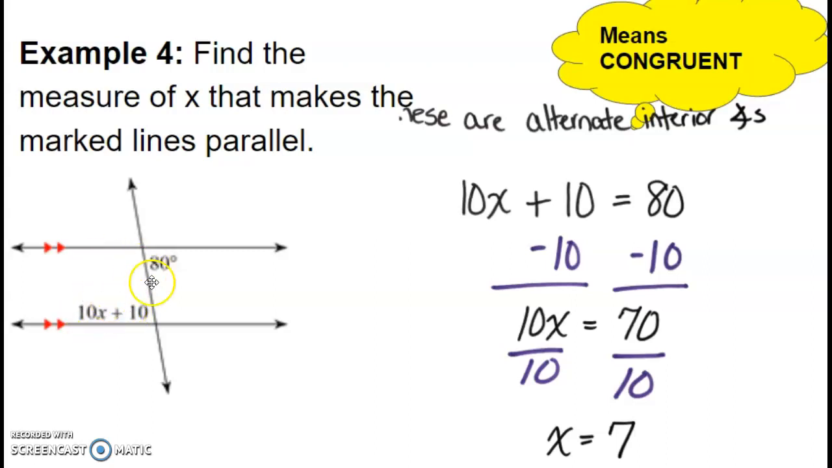They're on the inside of the parallel lines, so we're looking at interior here. And they're on alternate sides of the transversal. Okay, so we're looking at alternate interior angles. So we have 10x plus 10, this angle, set equal to the other angle, which is 80 degrees. Solve the equation. X equals 7.